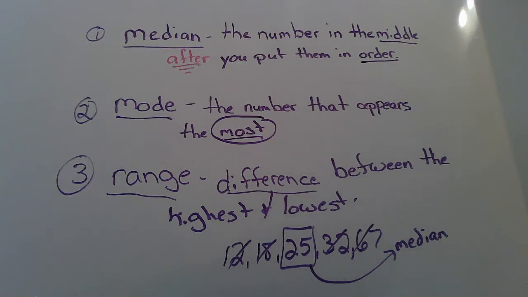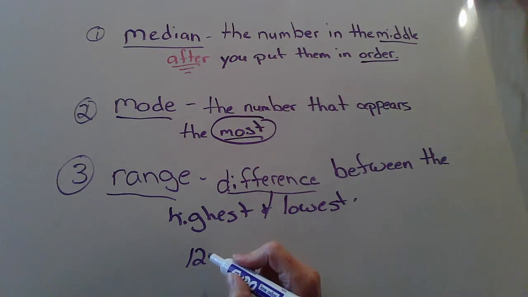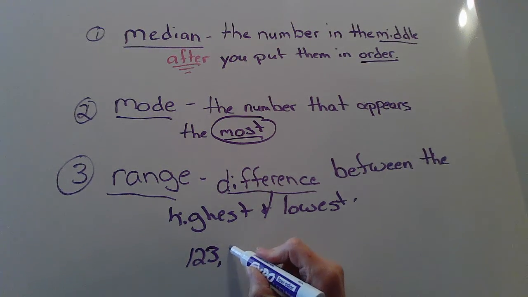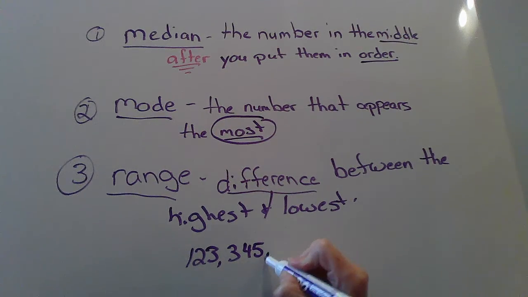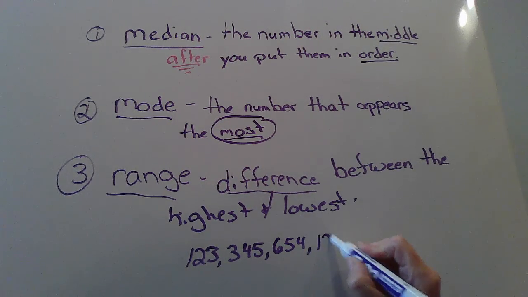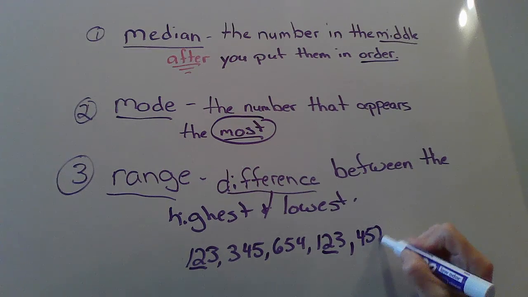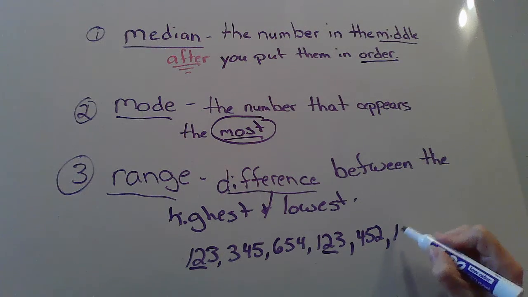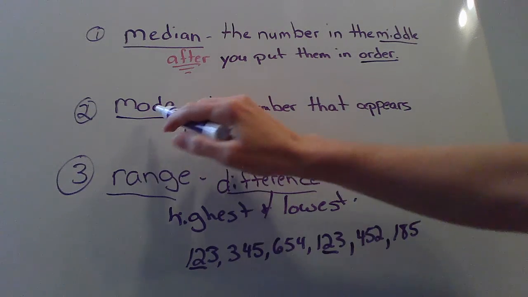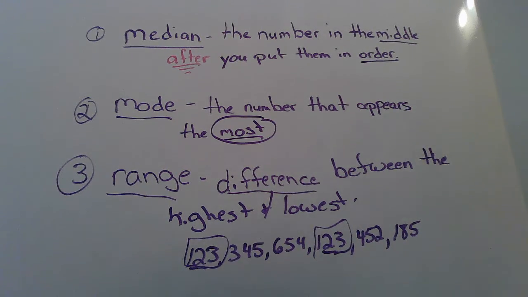Number 2, they list out the data. Again, this time it is not in any kind of order. If you want to put it in order, you're more than welcome to, but you do not have to. They give you 123, 345, 654, 123. So you should notice we've just repeated that. And 452 and 185. If you're finding the mode, the mode is the one that appears the most. So you'll notice that there's two 123s. That would be your mode.